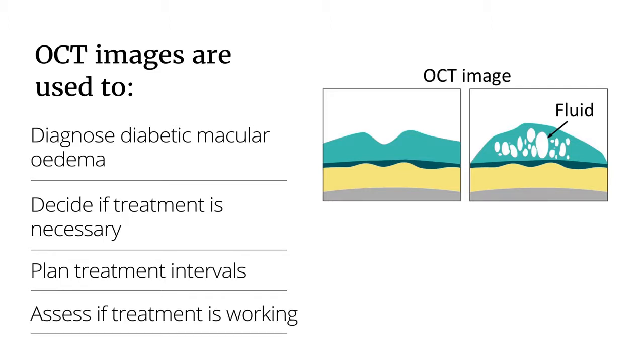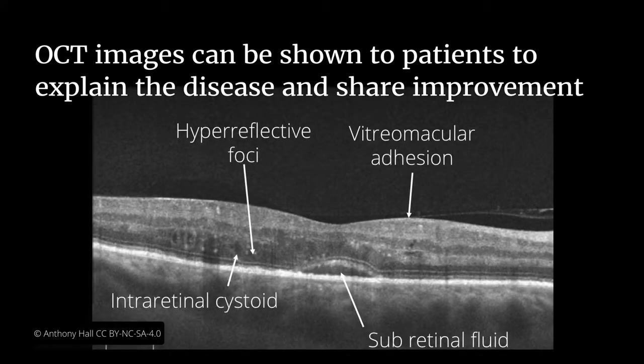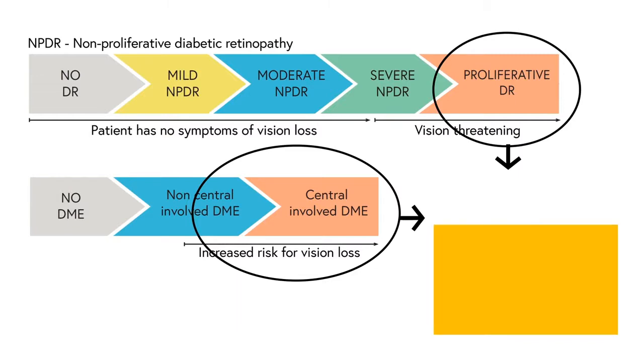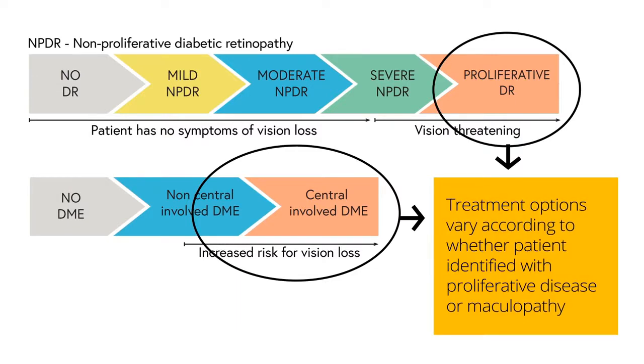OCT signs at presentation may even be used to give some idea of the likely visual prognosis. OCTs can also be shown to patients to explain the disease and share improvements. This helps with treatment compliance, as patients can see that they are slowly getting better. Treatment options vary according to whether the patient has been identified with proliferative disease or maculopathy.